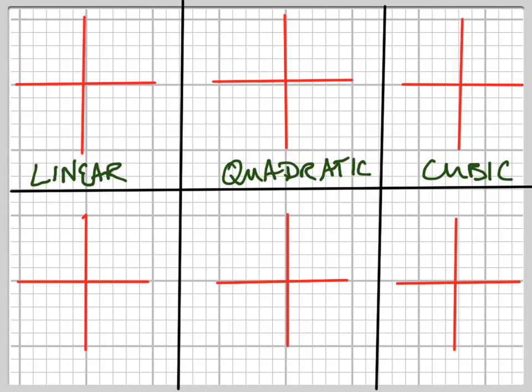Alright, let's talk about some base functions and just look at the pictures of them real quick. First of all, the three most basic polynomial functions are linear, quadratic, and cubic. In fact, there's one that comes even earlier than that. I'll put this down here. This is called a constant function.